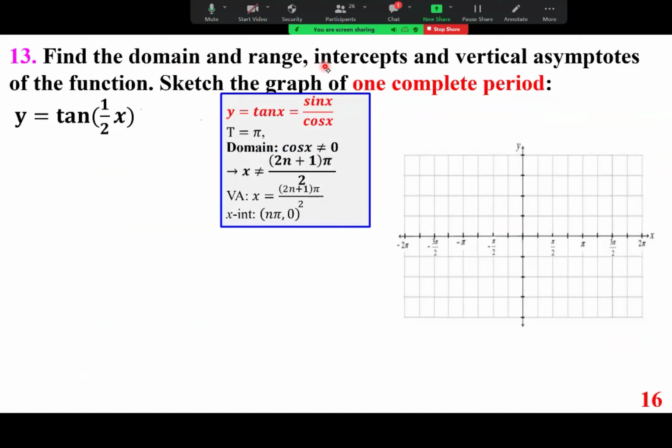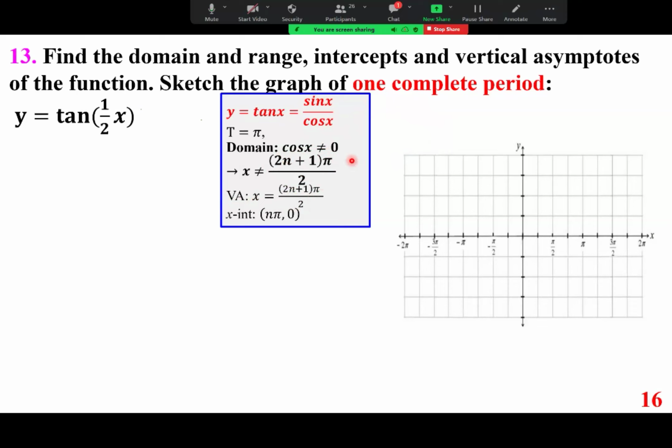Find the domain and range, intercepts and vertical asymptotes of the function, and sketch the graph of one complete cycle when y is tan of half of x. What I want you to know, tangent is sine over cosine. And the period we said is pi. So the domain is whatever makes the denominator 0 excluded, and whatever makes it 0 becomes the vertical asymptote. So what makes cosine x 0? 2n plus 1 times pi over 2. So that's your vertical asymptote. For the domain, all of those have to be excluded.